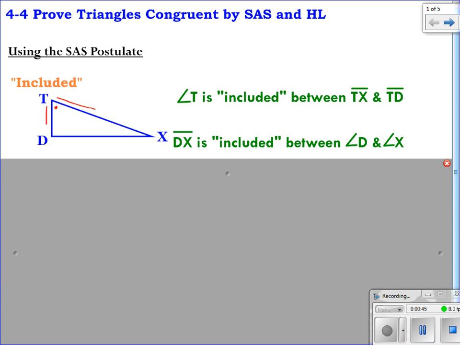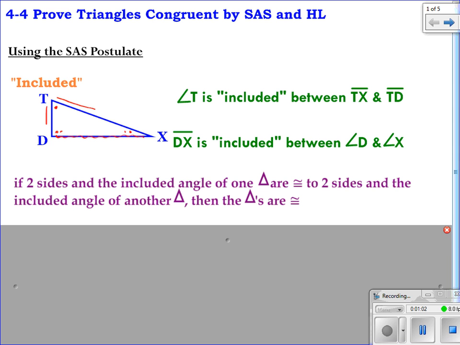You could also have a segment that's included between 2 angles. So if you look at segment DX, it's included in between these 2 angles. And now the reason that's important is this included word is in the definition.